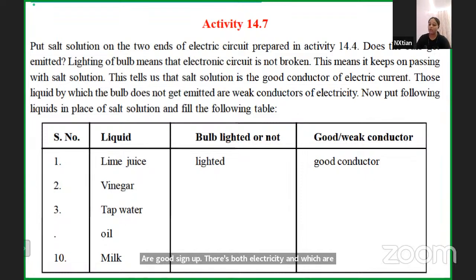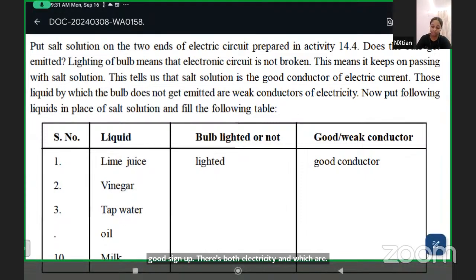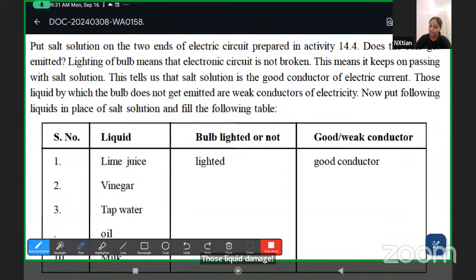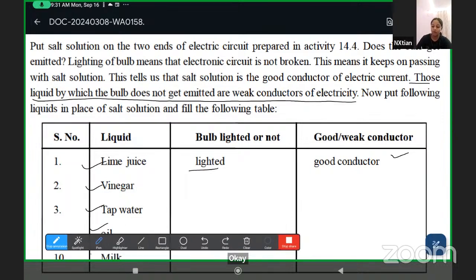Those liquids by which the bulb does not light are weak conductors of electricity. So you can try it out with lime juice. The bulb is lit because it's a good conductor. Then we have vinegar, tap water, oil, and milk. Lime juice and vinegar are good conductors, right? But tap water, oil, and milk are not.